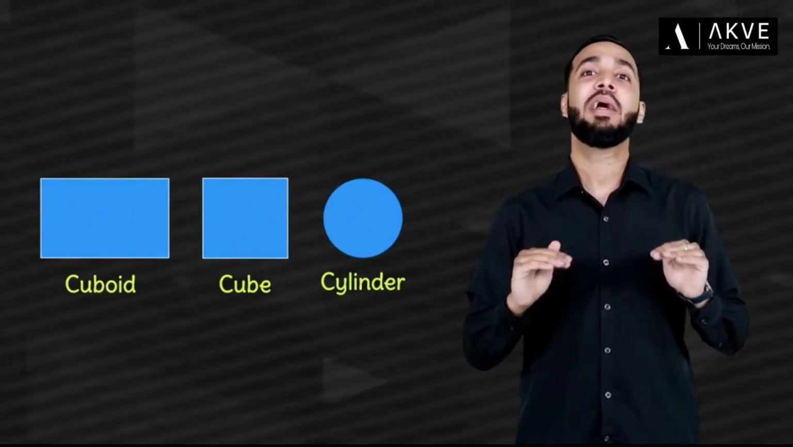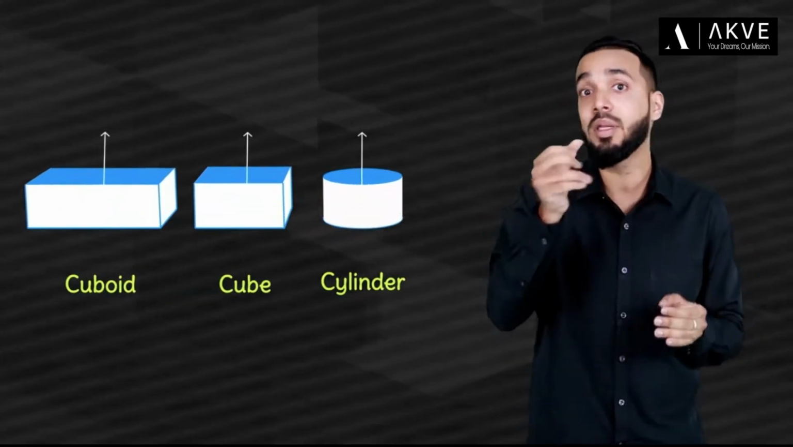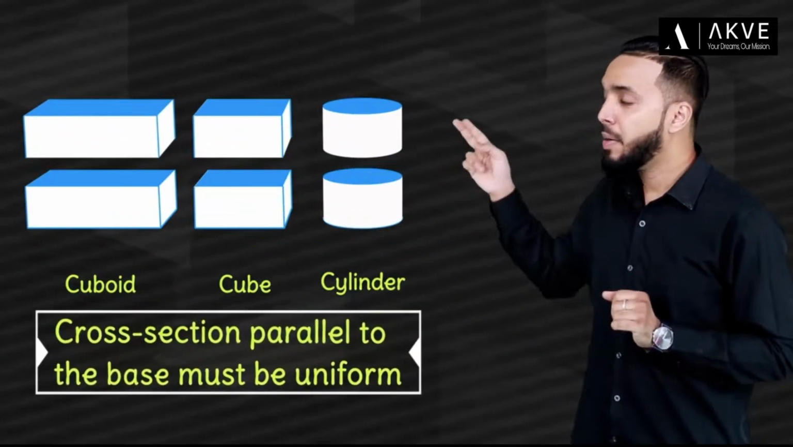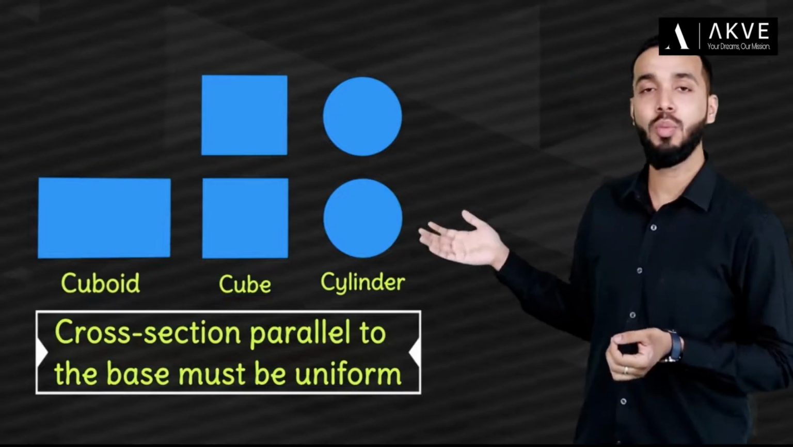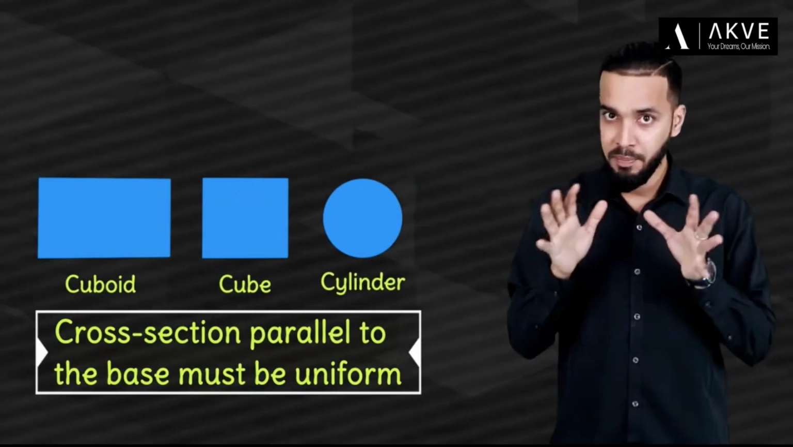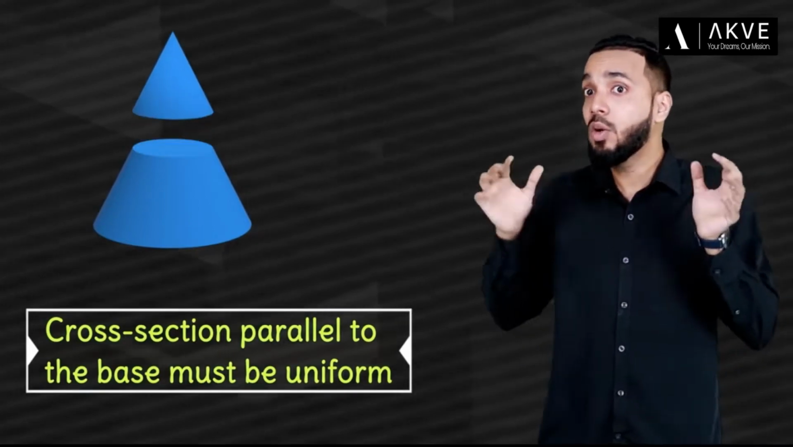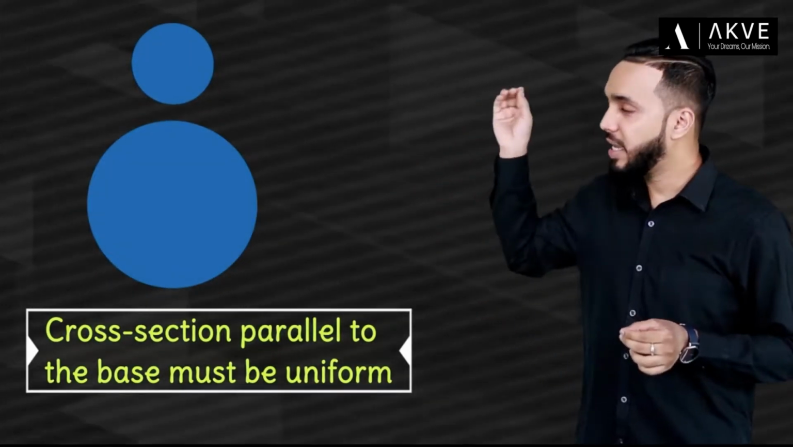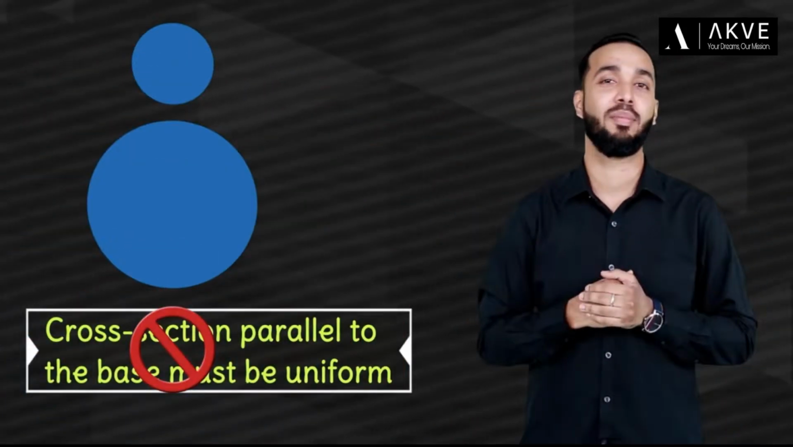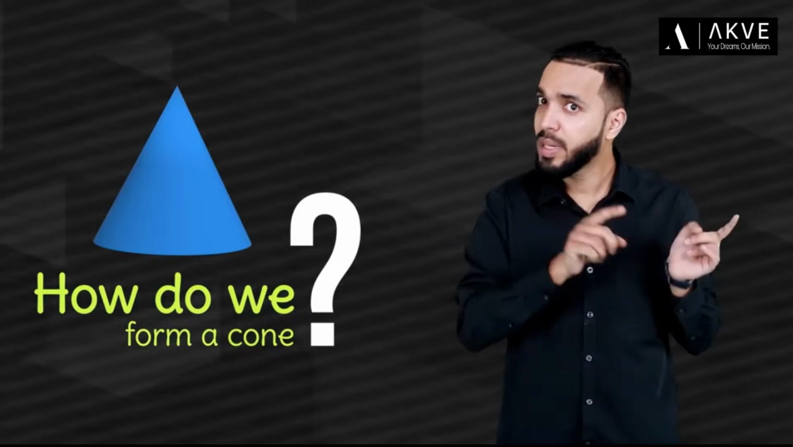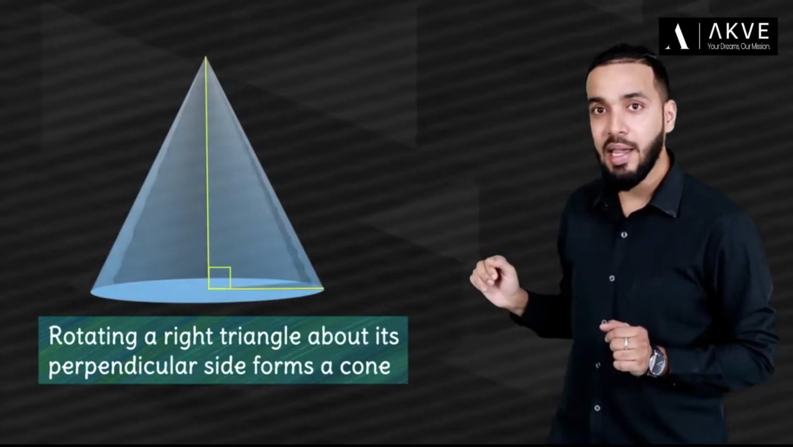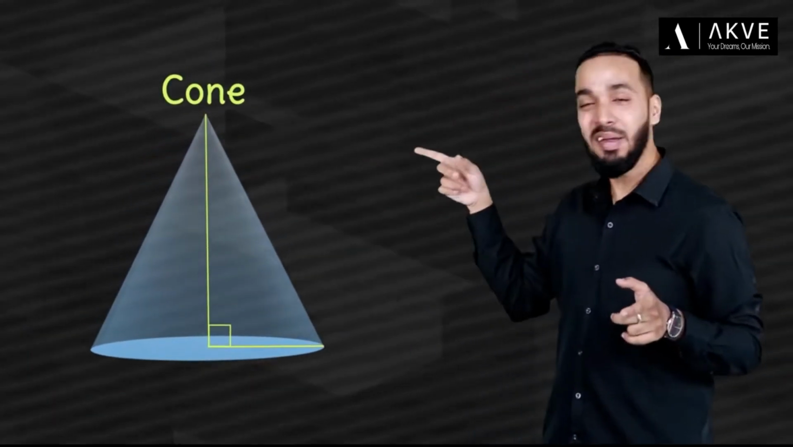Because if a 2D shape is extended perpendicularly to form a 3D shape, then its cross-section parallel to the base must be uniform, as is evident in the case of this cuboid, cube, and even this cylinder. But if we take a cone and then cut it the same way, we can see that the area of cross-section is not uniform. So the question remains unanswered. How do we really form a cone? Well, one way of forming a cone is by taking a right triangle and then rotating it about its perpendicular side, something like this. Pretty interesting, isn't it?